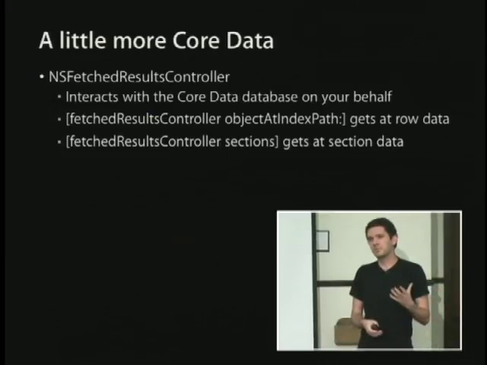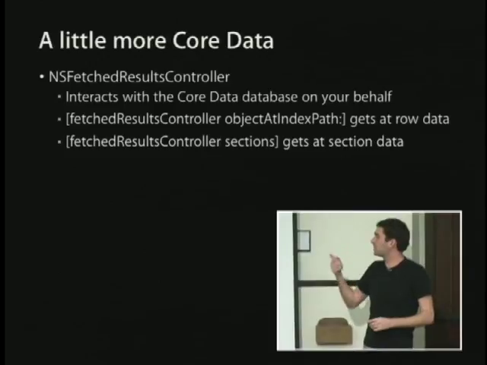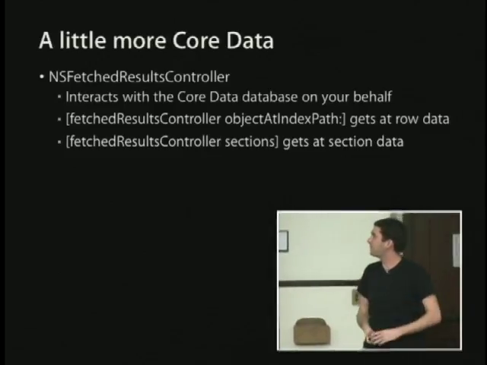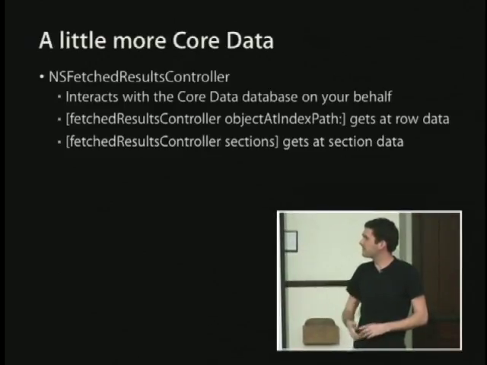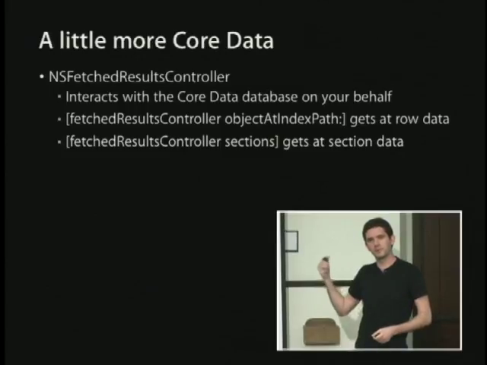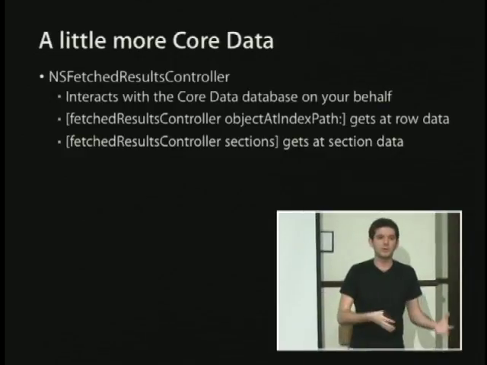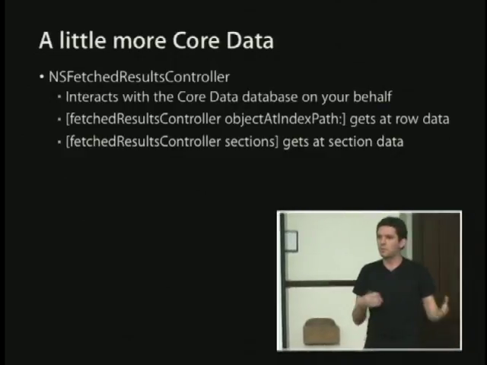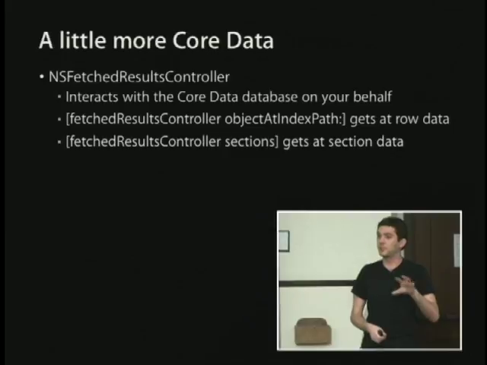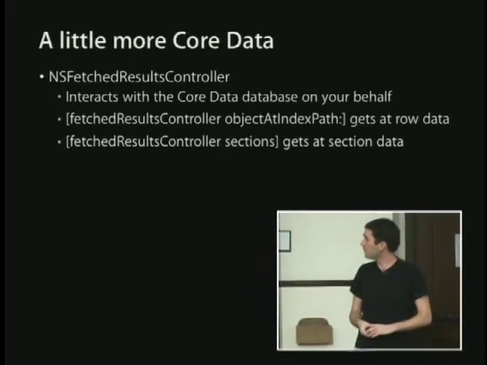And it provides a lot of really useful functionality when the thing you're trying to do is populate a table view from a Core Data database. So it basically interacts with the Core Data database on your behalf, as I said. And it defines quite a few methods that are interesting, but the first one that you'll find a lot of use is objectAtIndexPath. And this will return the object in the Core Data database that you'll want to be displaying for a particular index path in a table view.